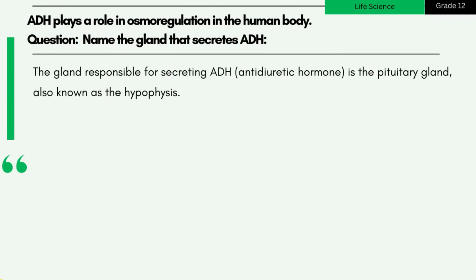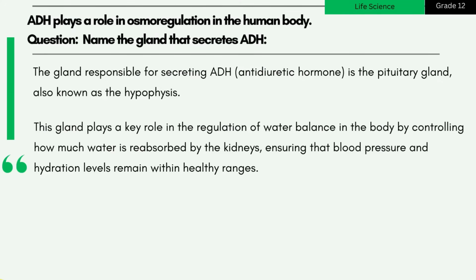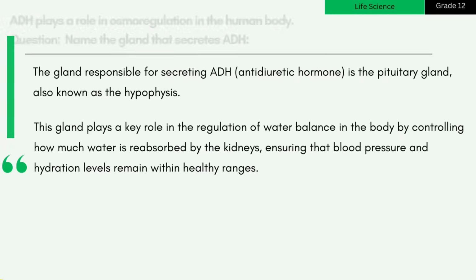The gland responsible for secreting ADH, antidiuretic hormone, is the pituitary gland, also known as the hypophysis. This gland plays a key role in the regulation of water balance in the body by controlling how much water is reabsorbed by the kidneys, ensuring that blood pressure and hydration levels remain within healthy ranges.